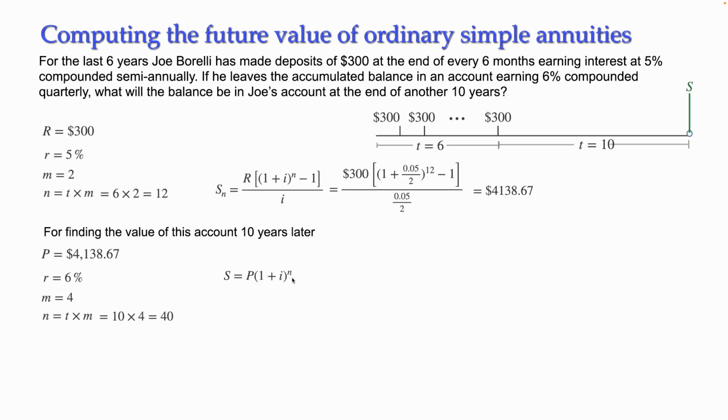P times 1 plus i to the power n, or better, 4,138.67, open bracket, 1 plus 0.06 over 4. Obviously, you can type 0.015, that is the result that you get when you do that. And this to the power 40. Do this in your calculator and you get the answer, 7,507.62. And this answers this second question.